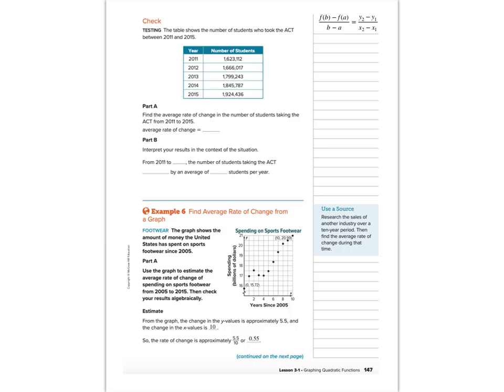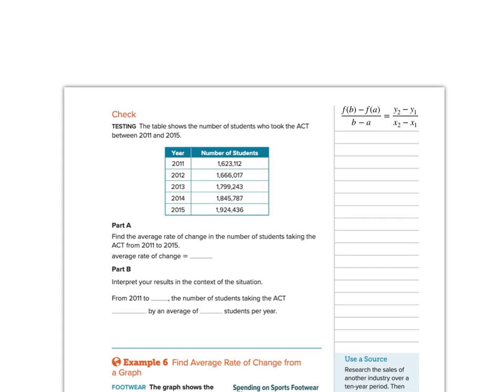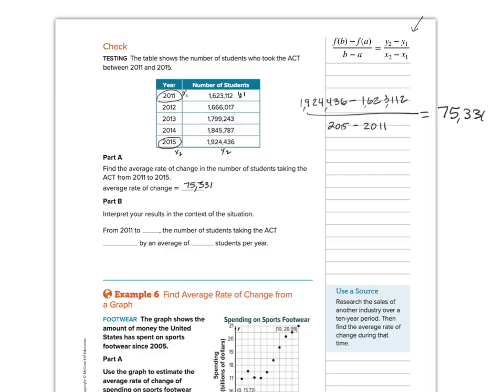So here, again, testing. Again, here's my average rate of change slope, and it says this table shows the number of students who took the ACT between 2011 and 2015. So take a moment to do this problem, stop, try it out, and then check your answer. All right, so using those points is y2 minus y1 over x2 minus x1. Again, the calculator is going to do it for me.